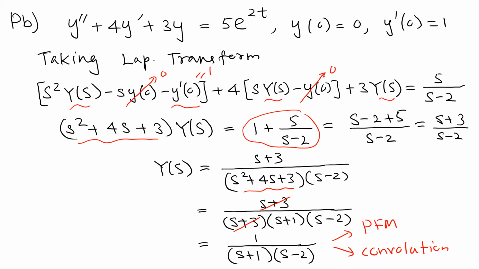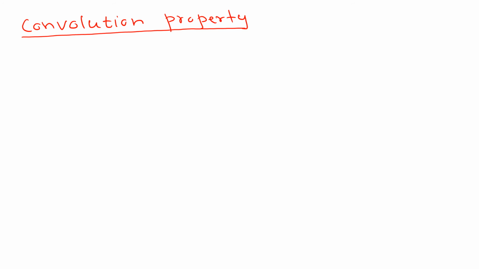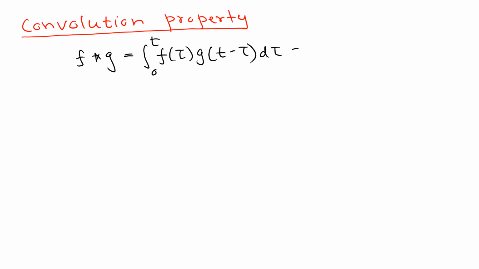So let's see. We know the convolution property. The convolution is defined as f star g, this is star notation, which is the integral from 0 to t of f(tau) g(t minus tau) d tau. Or you can put the t minus tau on the other function and still get the same answer. So you can even have f(t minus tau) g(tau).